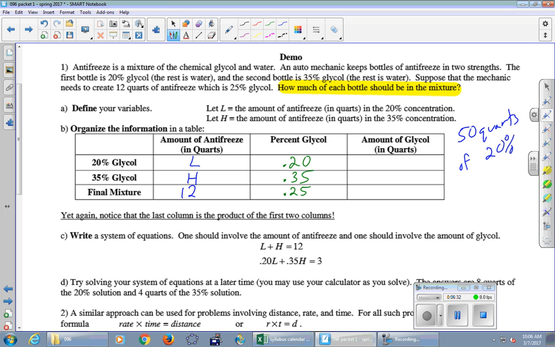In this first row, it is 20%, but I don't know it's 50. L is the number of quarts of liquid. So it is just L times 20%. So we'll put that right here, 0.20 L. And lo and behold, again, how do we build this last column? We multiply the first two columns. Next row, 0.35 H.